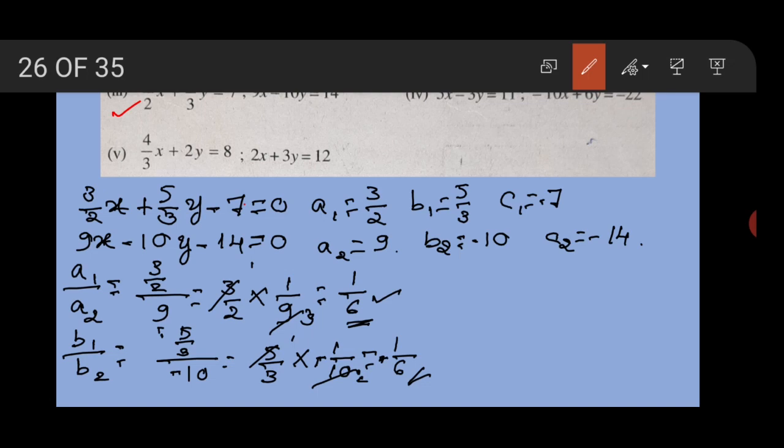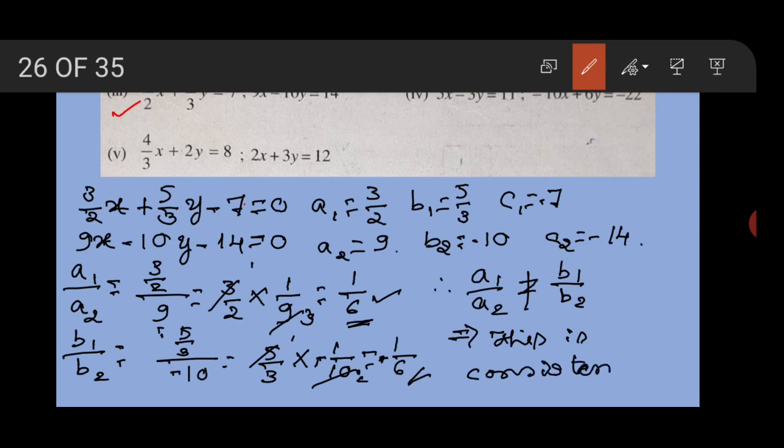Are they equal? No. Therefore ratio a1 divided by a2 is not equal to ratio b1 divided by b2. That implies what? It has a unique solution. Unique solution means what? This is consistent. These two equations are consistent, right?